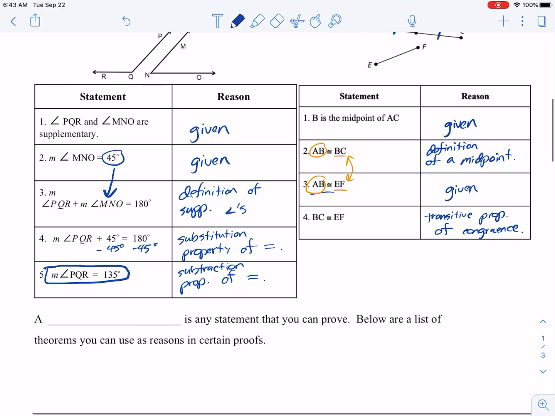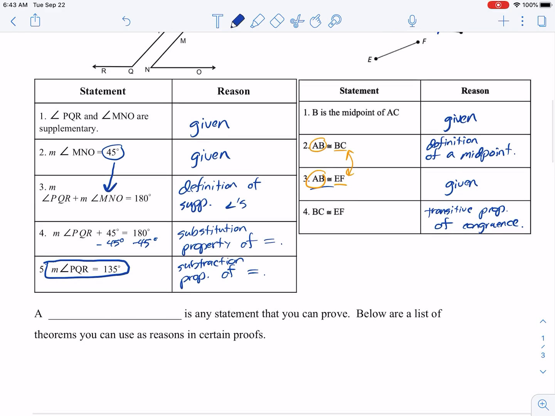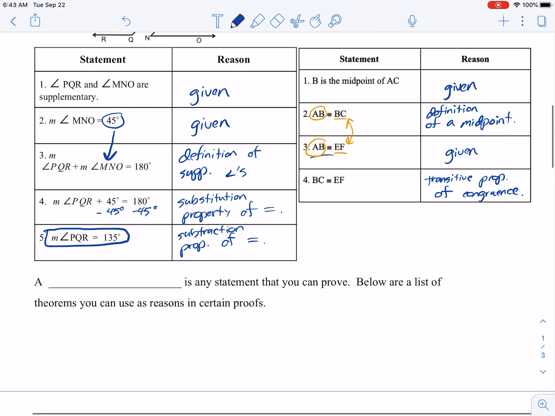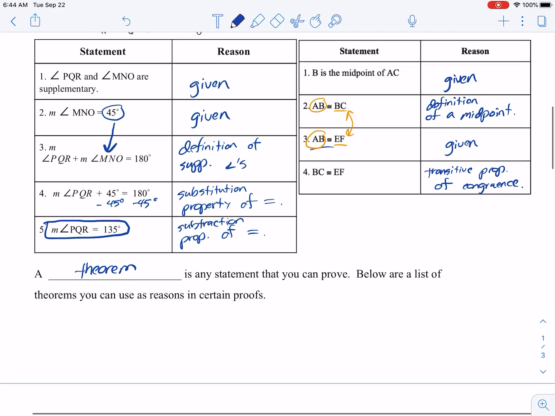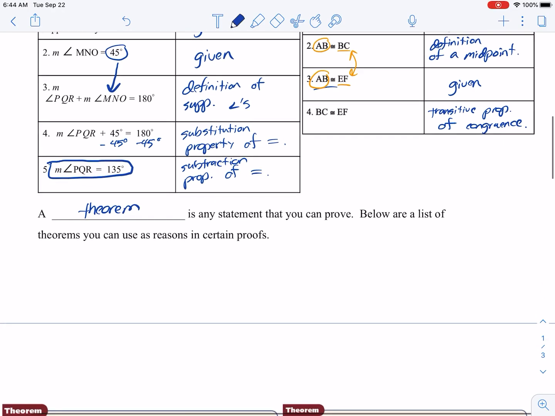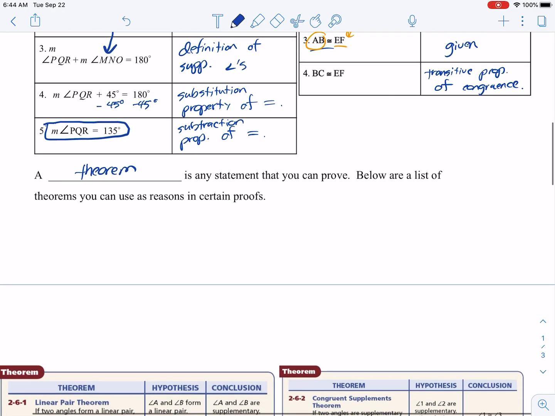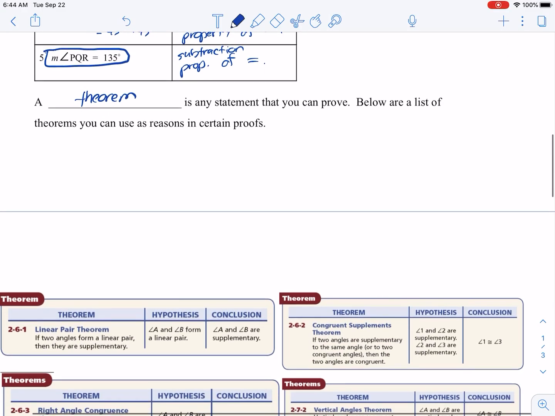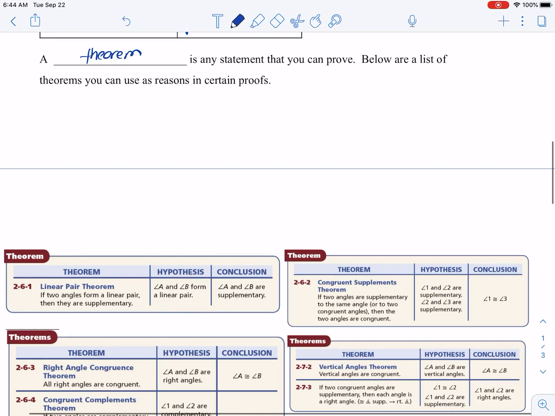Okay, moving on, we're gonna try our full 2-column proof on the back of this page. Just remember, theorems. A theorem is any statement that you can prove. A postulate is a statement that we cannot prove, we just assume to be true. But instead of going to prove all of these theorems, we're just going to do a quick sketch to show that these are true. All right, so we have a couple on the back here.